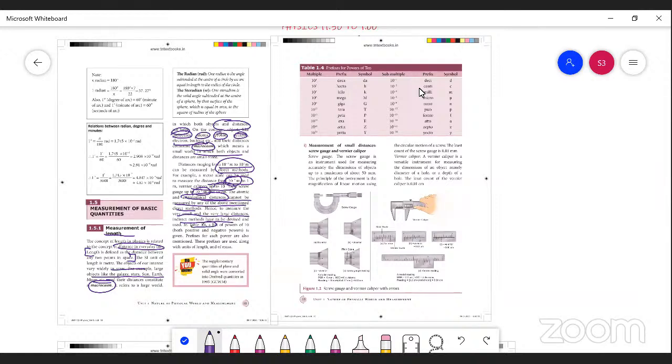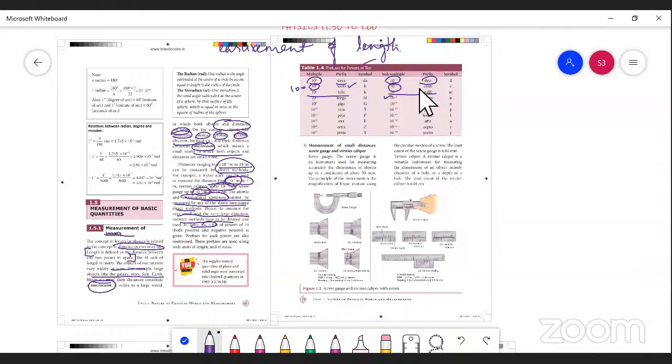See that Table 1.4 gives the powers of 10, very important values. 10 power 1 is called deca, a positive value. 10 power minus 1 is called deci, which means 0.1. 10 power 2 means 100, hecto. 10 power minus 2 is centi, 0.01. 10 power 3 is called kilo. 10 power minus 3 is called milli. 10 power 6 is mega, and 10 power minus 6 is micro. This is the prefix for powers of 10.